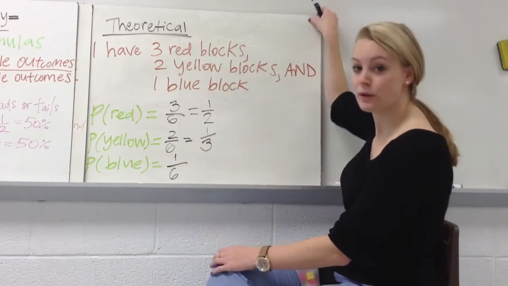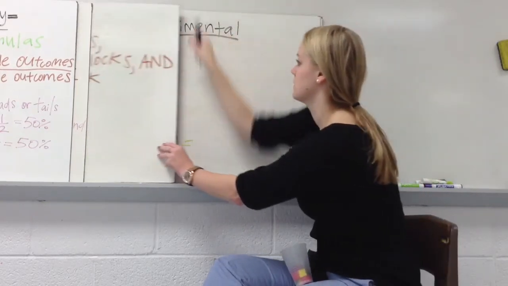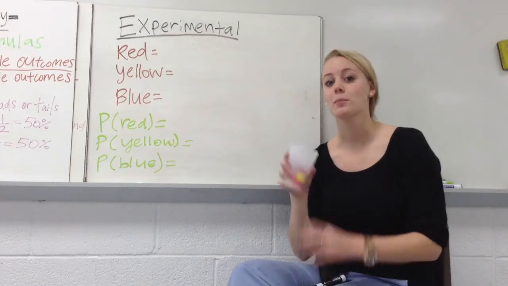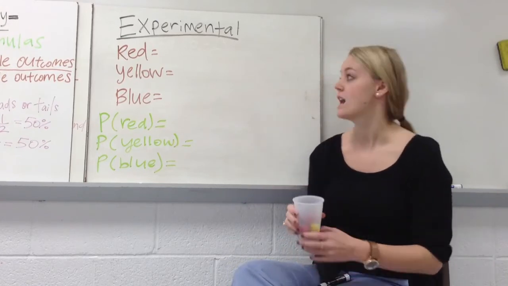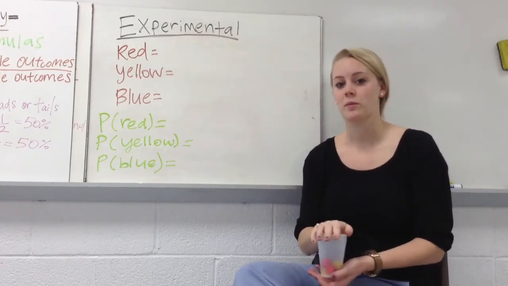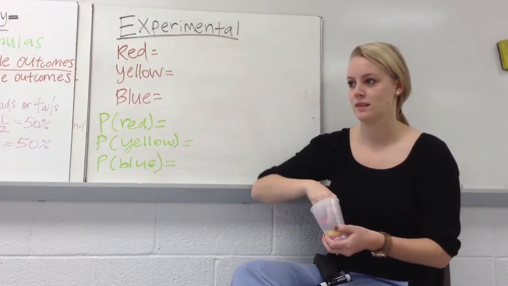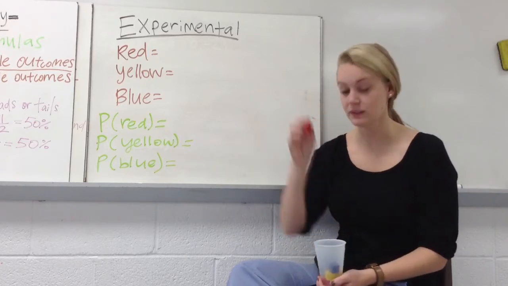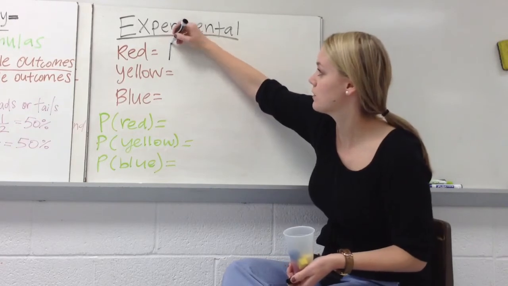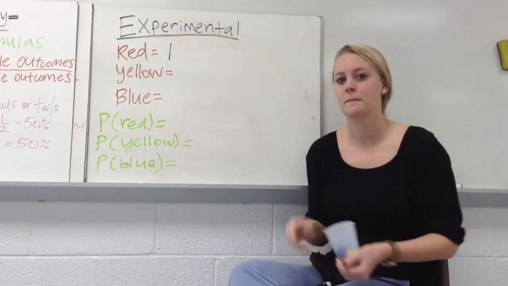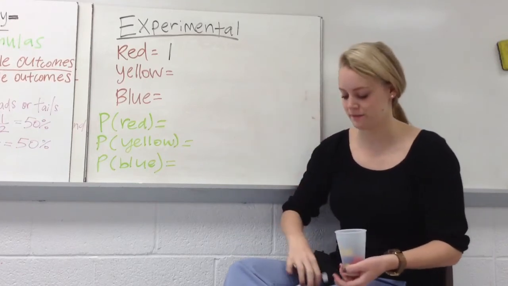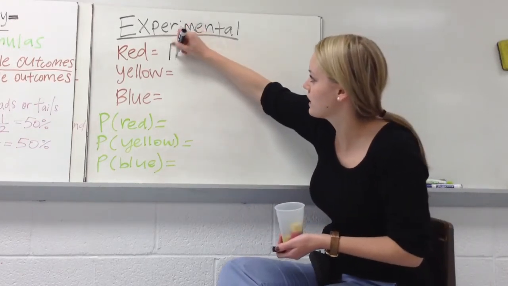But let's actually perform an experiment. I'm going to pull a block out 6 times, and I'm going to record whether it is red, yellow, or blue. So let's go ahead and perform our experiment. I got a red. I'm going to put this right back into the cup so they all still have an equal chance. I'm going to put a little tally mark next to red. Got another red. Another tally mark next to red.